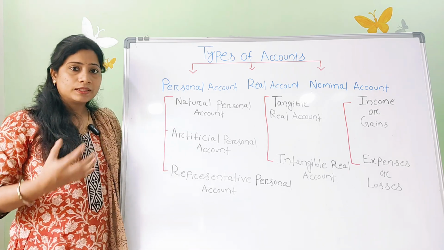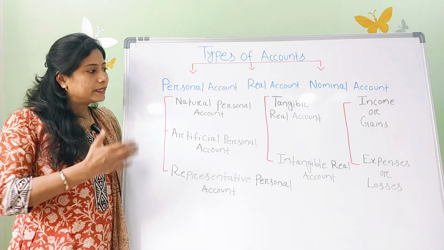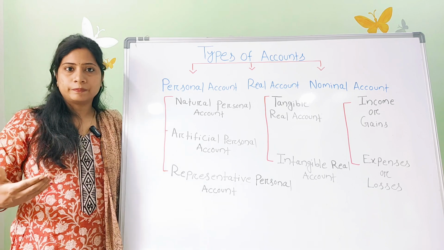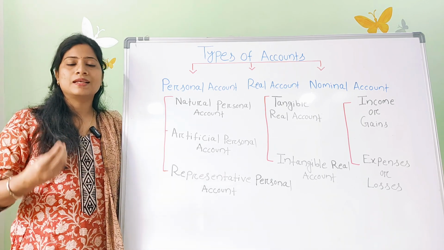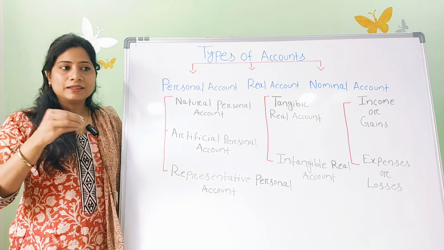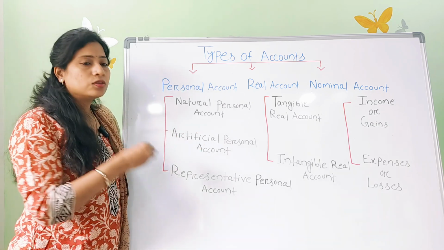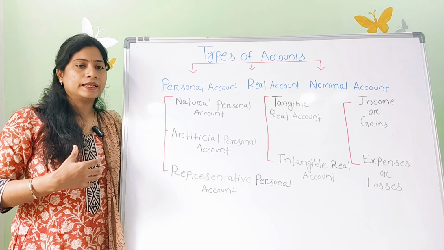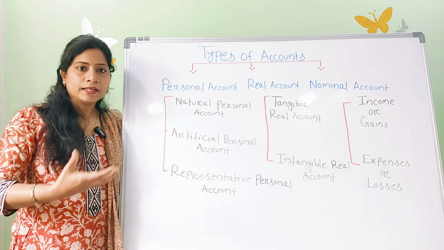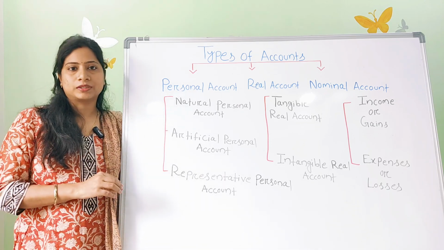Then what are the expenses or losses? Interest paid, commission paid, rent paid, salary paid, loss on sale of furniture. These are the examples of expenses or losses. So anything if we received, that is our income. Anything if we paid, that is our expenses or losses.